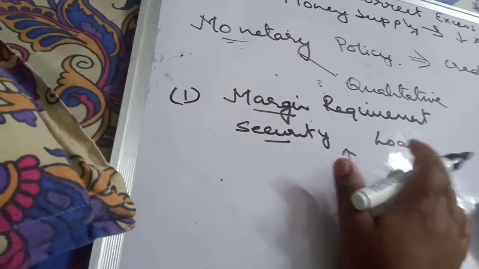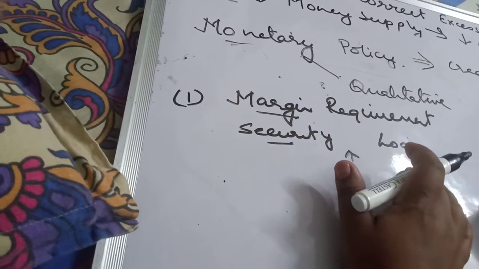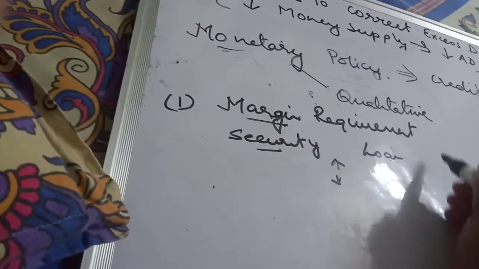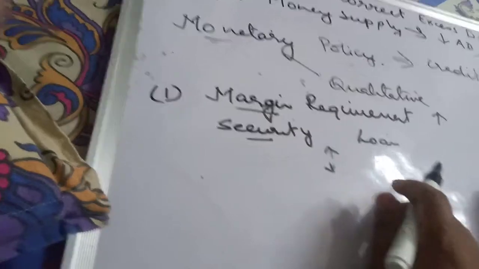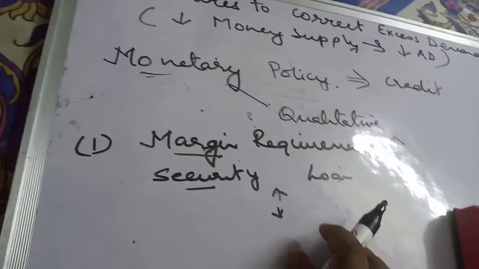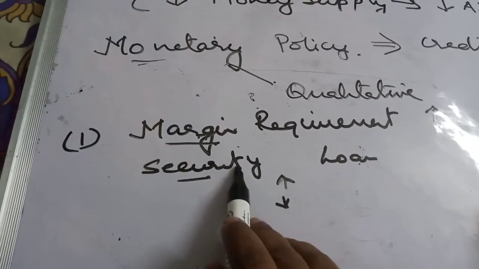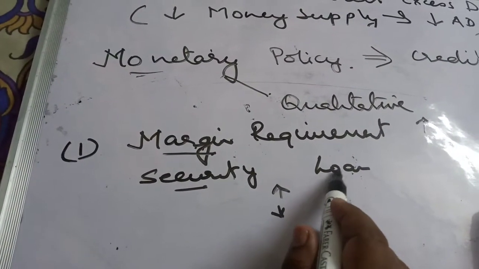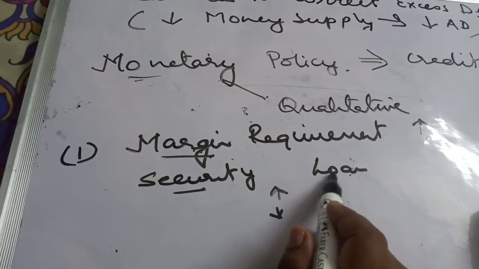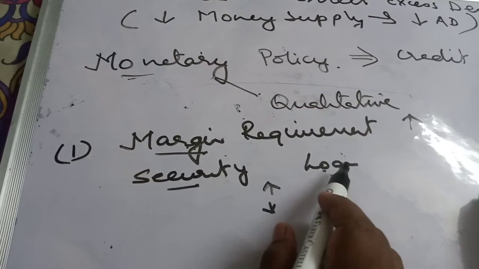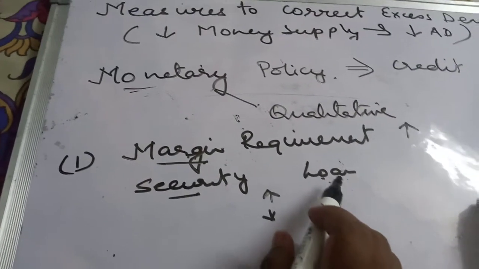And during inflation, we have to make the loan expensive. So what should be done to the margin requirement? Margin requirement should be raised. So the central bank instructs all commercial banks to increase the margin requirement, that is the difference between security and loan. This will make loan very expensive. People will not go to take loan, and therefore aggregate demand will fall.